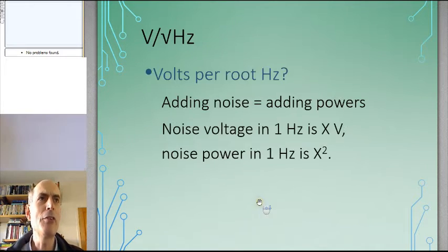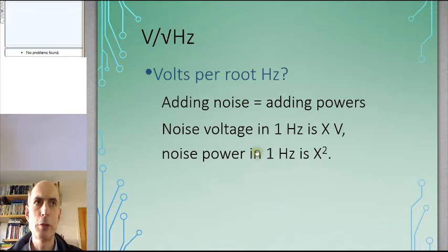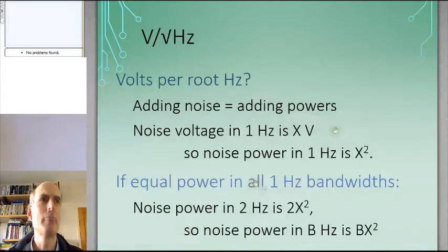That means that if we have, say, a noise voltage of X volts in a 1 Hertz bandwidth, what's more useful in terms of working out the total noise in our system is to note that the noise power in that 1 Hertz bandwidth would be x squared, because the power is related to the square of the voltage.